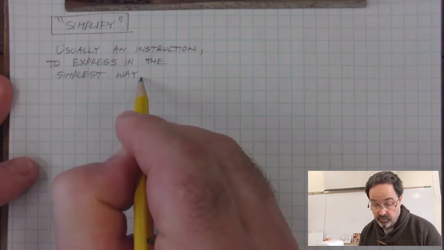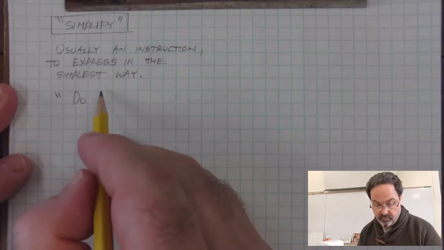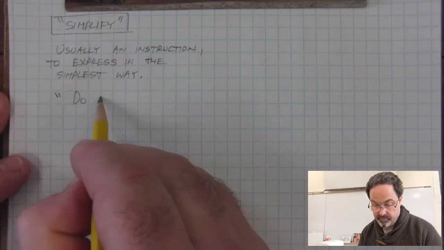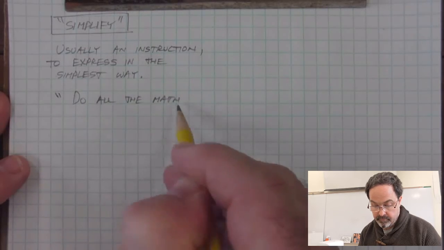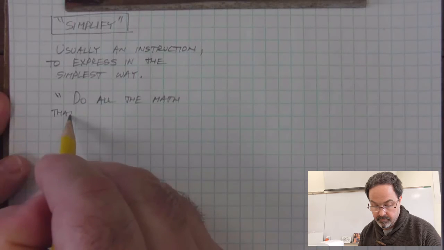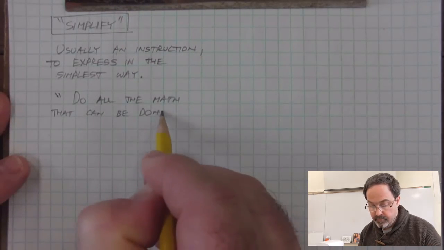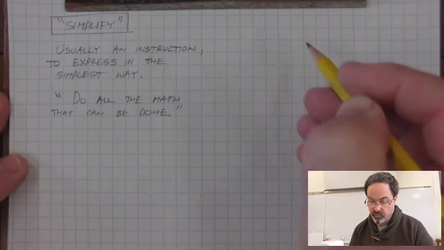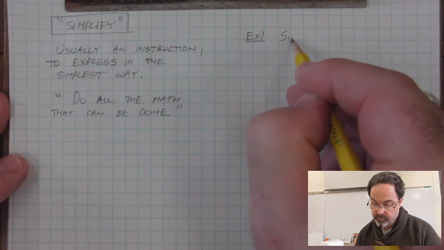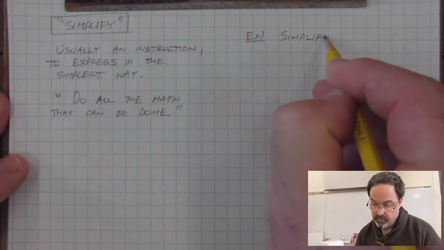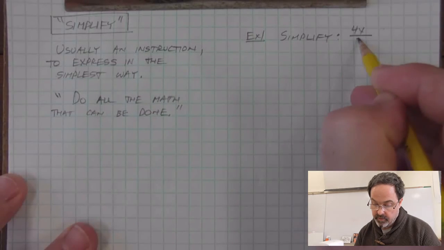And what that usually means is do all the math that can be done. For example, we could be given the instructions to simplify and something to simplify: 4x divided by 2.